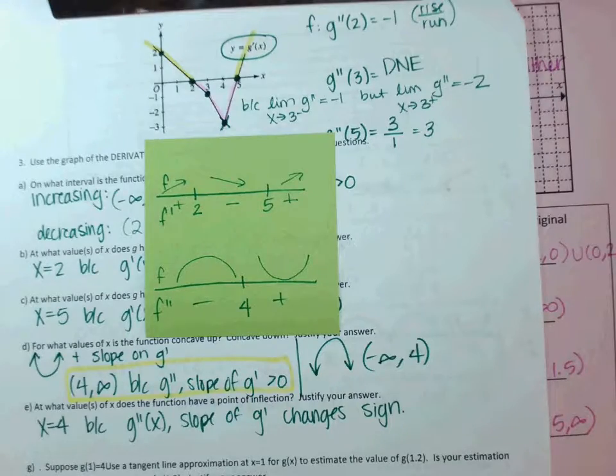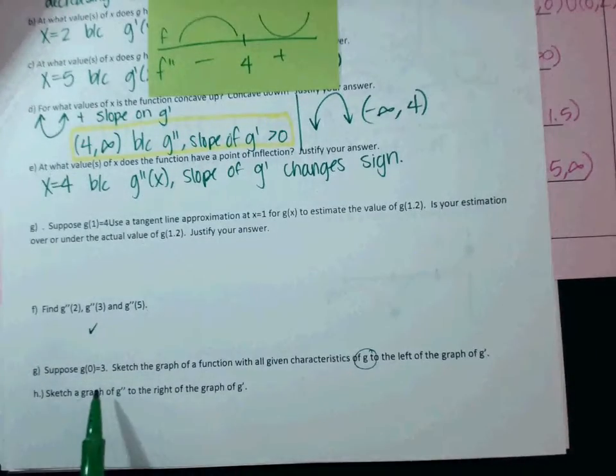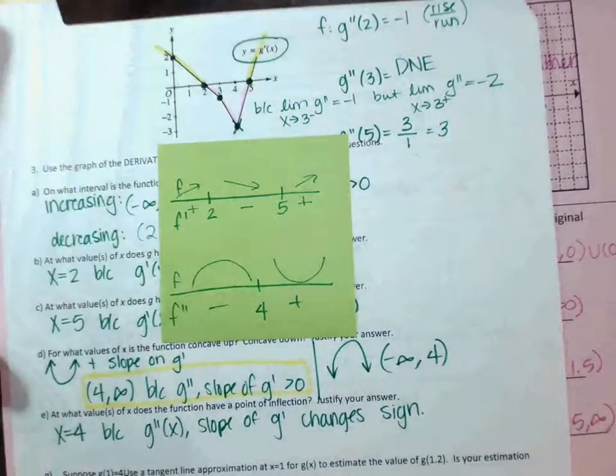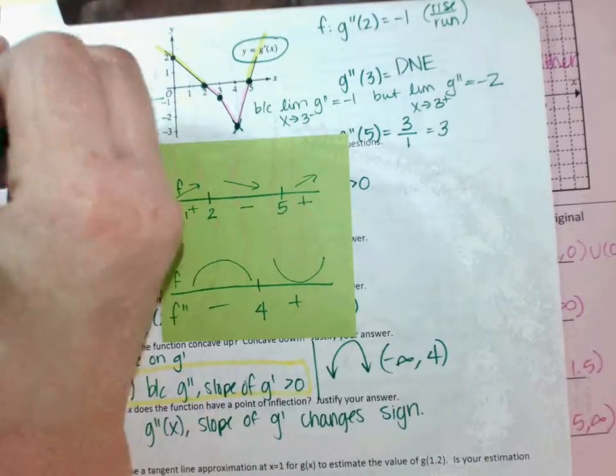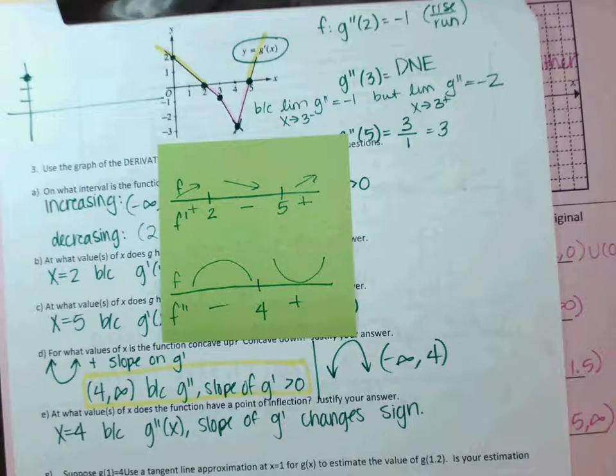So what we're going to do is use those pieces of information to draw our graph. Now, they gave you one y value. Okay, come back down here. What is G of 0? 3. That's the only point that we have to make sure that we include. So 0, 1, 2, 3. That's my only point I have. Everything else I just have to have the right shape.